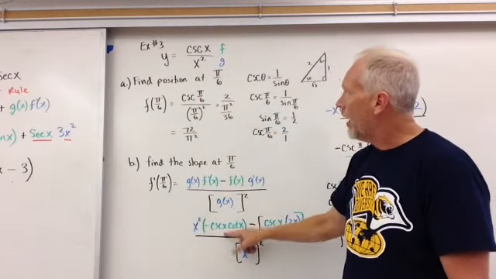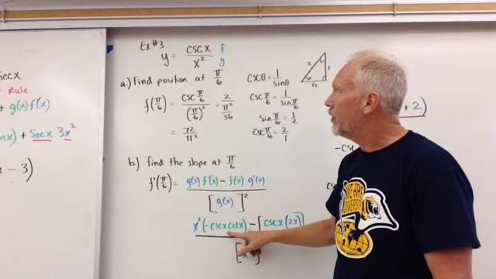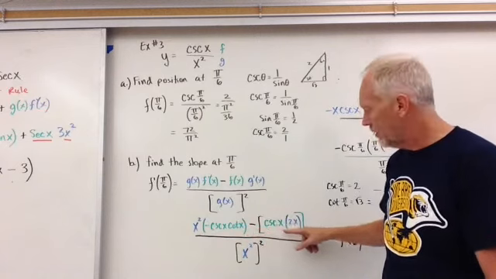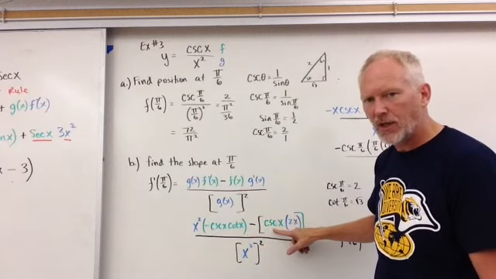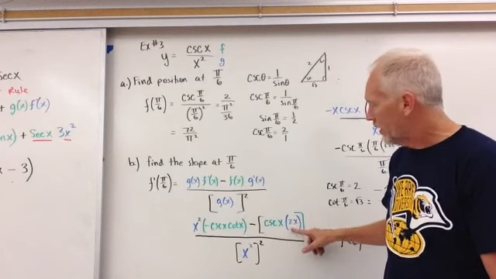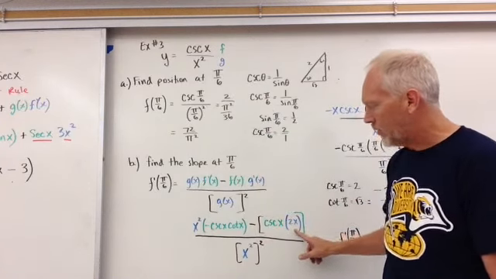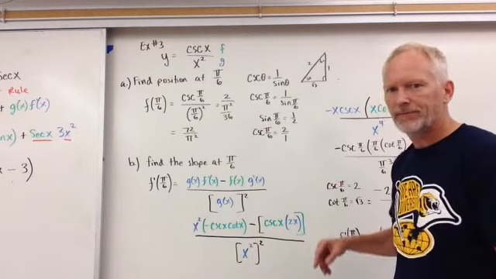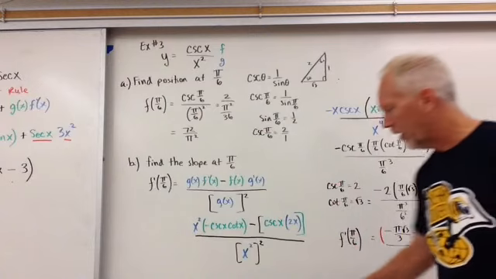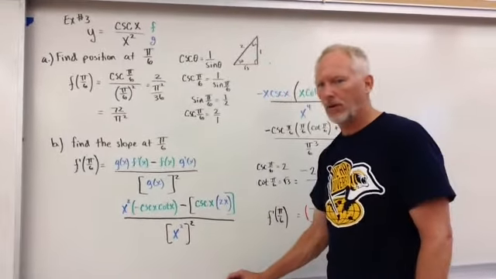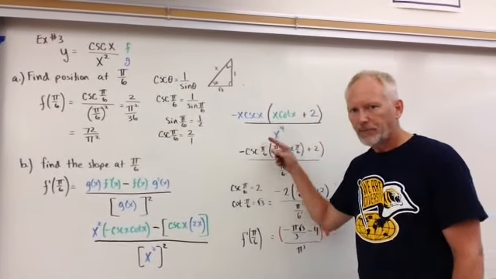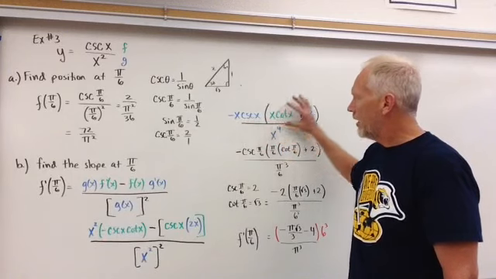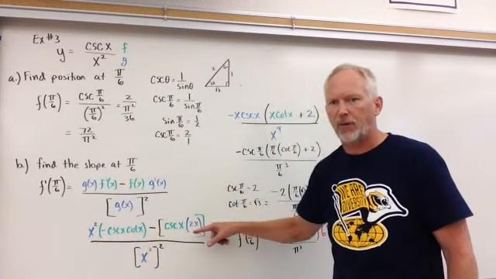Our f prime of x, the derivative of cosecant, is negative cosecant cotangent, minus f of x, which is cosecant x, times 2x. That is the derivative of x squared, 2x, all divided by x squared to the second power. All right. Now, what we have here is, I can get this thing scoot over a little bit, negative x cosecant x. I brought out an x and a cosecant x from here.